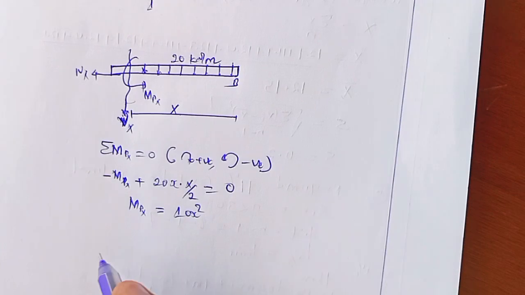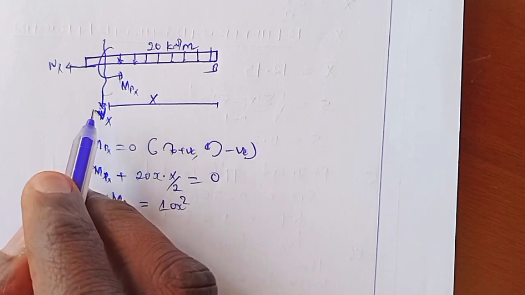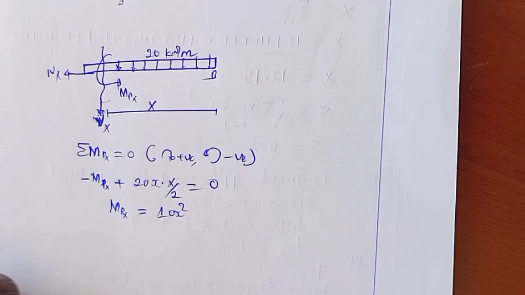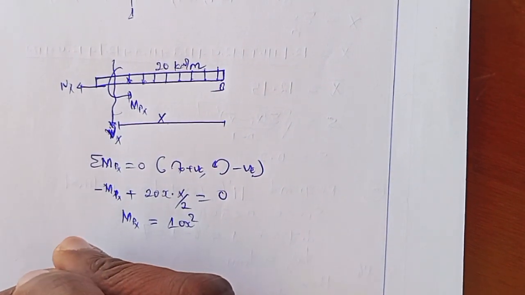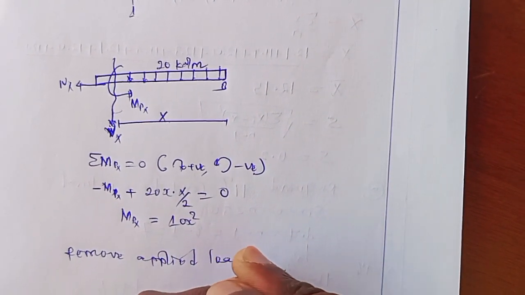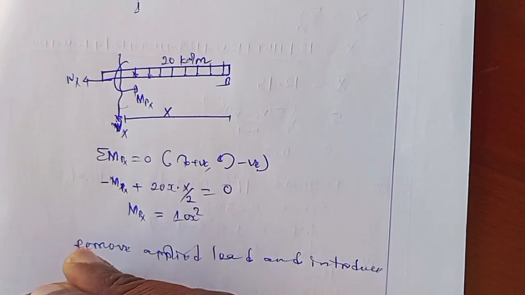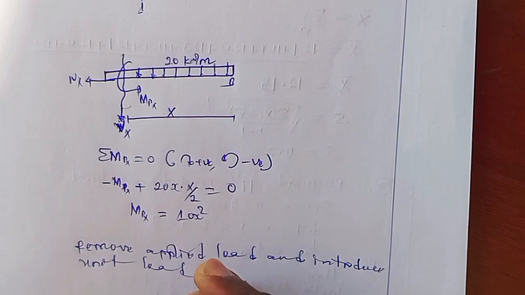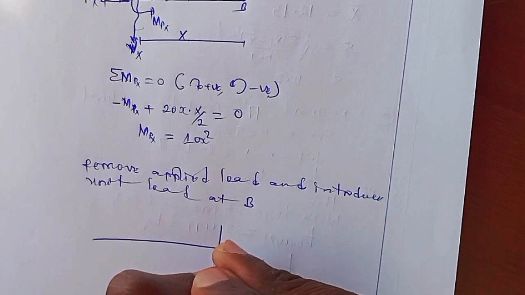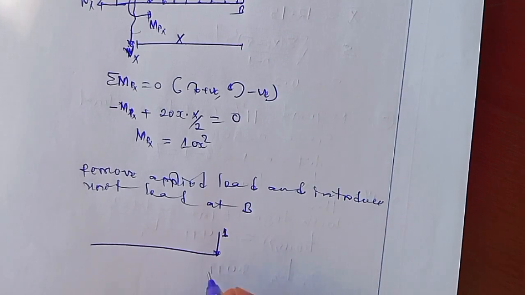So after that, in order to obtain the moment due to unit load, we remove all applied load and introduce a unit load at point B so as to obtain the deflection at point B and the rotation at point B. So we remove the applied load and introduce a unit load at B. It will be in this way. This is the unit load at point B.